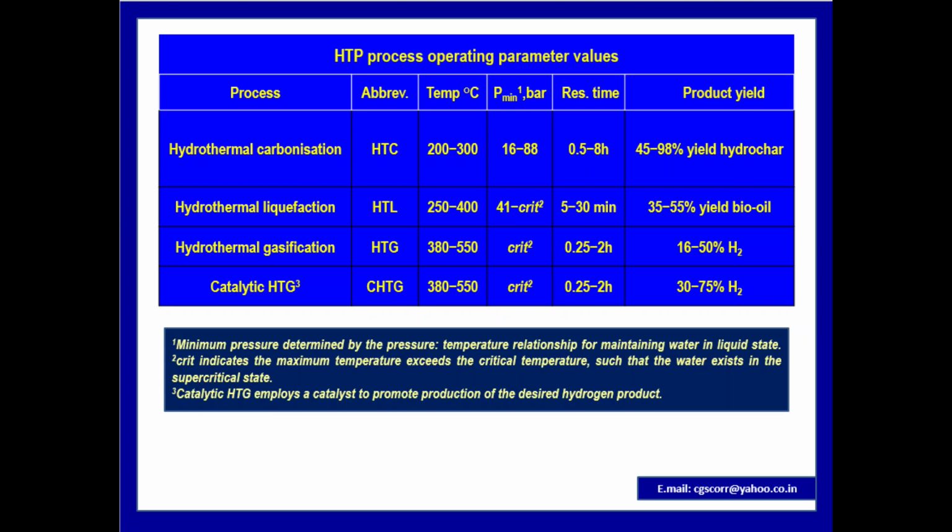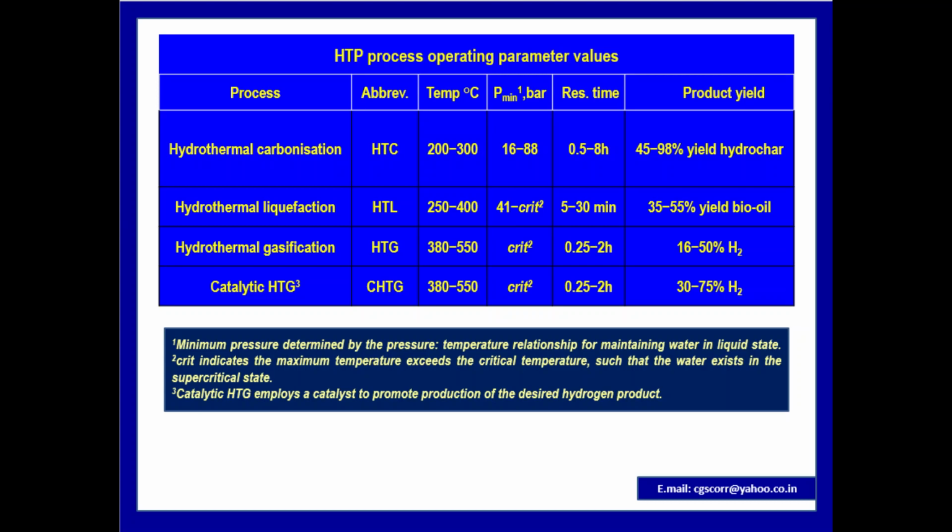The next process is hydrothermal gasification, shortly called HTG. Temperature range 380 to 550 degrees centigrade, and pressure minimum pressure in terms of bar, that is critical 2. That is, critical indicates the maximum temperature exceeds the critical temperature such that the water exists in the supercritical state, and residual time is 0.25 to 2 hours. Product yield is 16 to 50% of hydrogen.